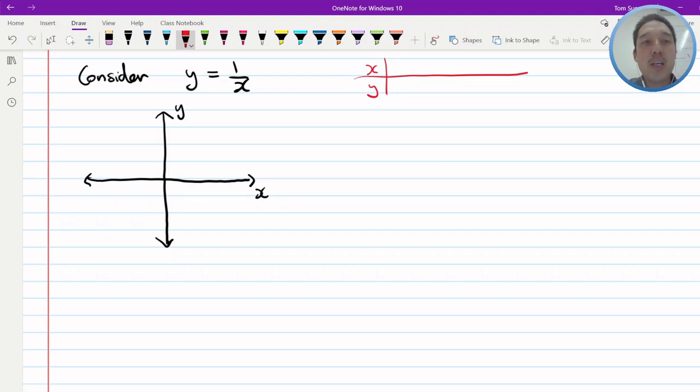But before we get here, we need to consider a very special case for this specific equation. Here we have y is equal to 1 over x. This brings up a very special case when x becomes 0. If we divide by 0, we end up with an undefined value. We can't actually define it. If you put it into your calculator, it'll come up with a syntax error, and it's not something that we can actually plot.